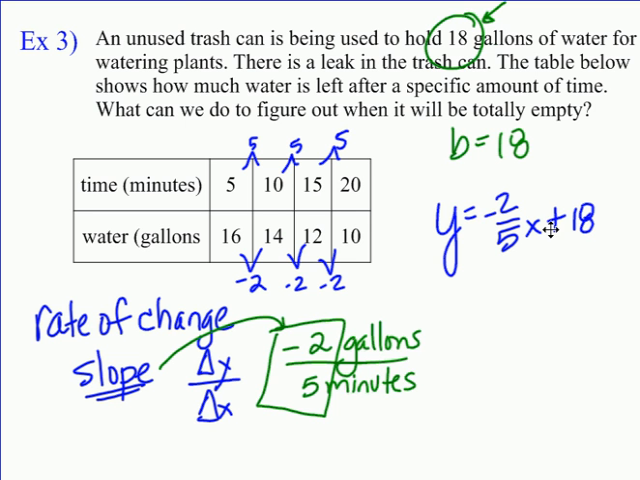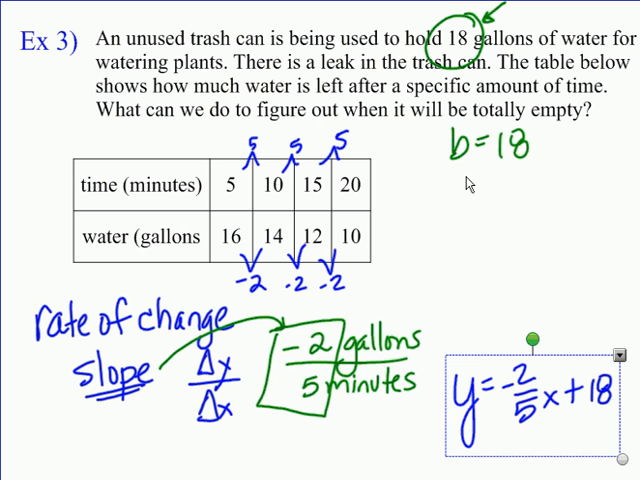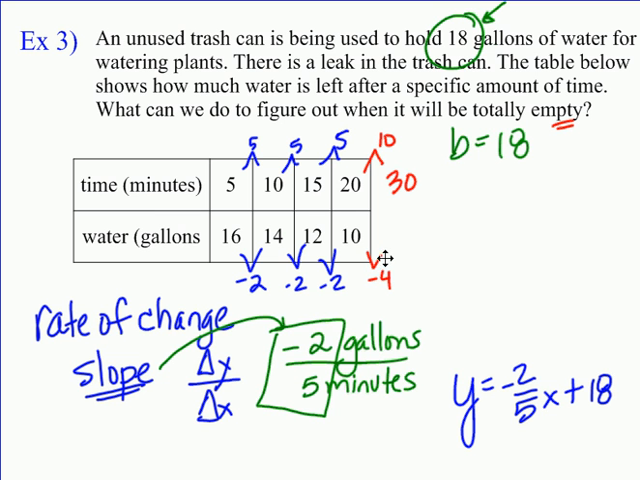Now I'm going to hold this idea off for a second, and let's talk about, if we didn't know how to do an equation, what could we do to speculate how far this goes out, or how much time it'll take to be totally empty? Well, if we know we're losing 2 gallons every 5 minutes, how many gallons are we losing in 10 minutes? We're losing 4 gallons. So at 10 minutes, losing 4 gallons would put us at 6.